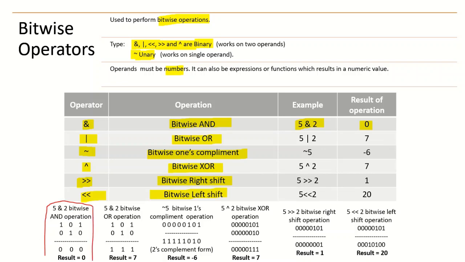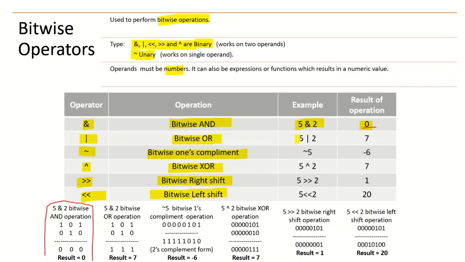5 and 2 operation. To perform this operation, we will write the corresponding binary numbers. The bitwise representation of 5 and 2. This is 5, 101, and 10 is 2. So the bitwise AND operation is done. 1 and 0 equal to 0, 0 and 1 equal to 0, 1 and 0 equal to 0. So the result is 0.